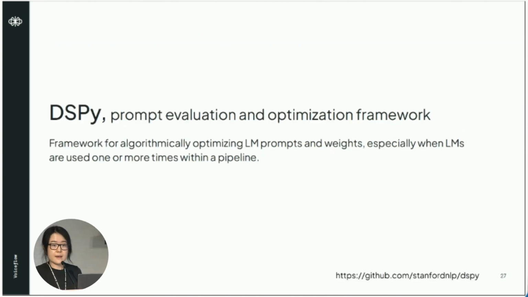It's called DSPY. I believe it is a framework developed by Stanford, and I think it's been out for, I want to say, a year and a half now. It is a great framework to evaluate prompts and optimization. If you're familiar with PyTorch, which is basically optimizing the weights for training neural nets, this is a similar concept, but for optimizing the weights for prompts.